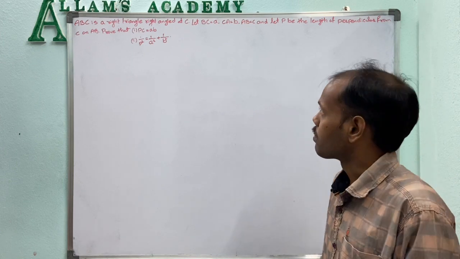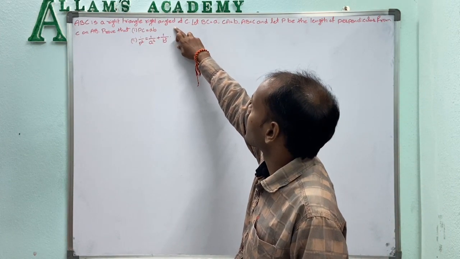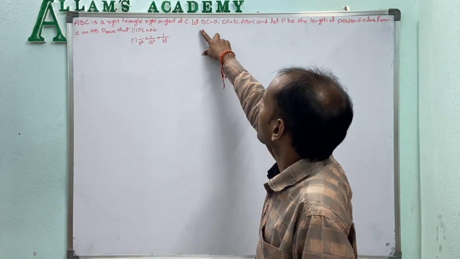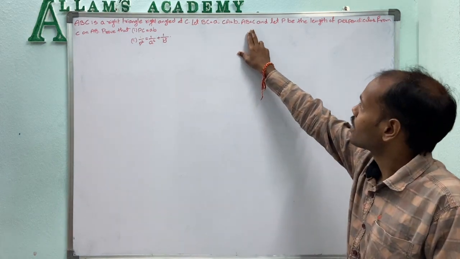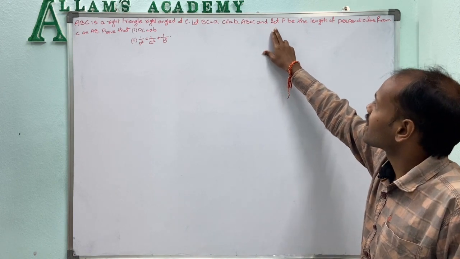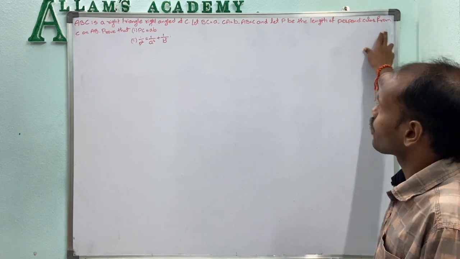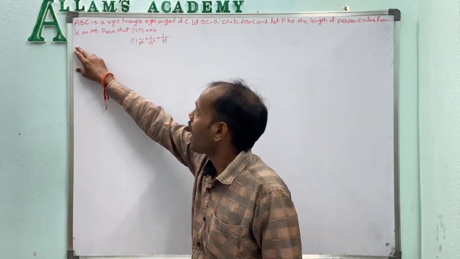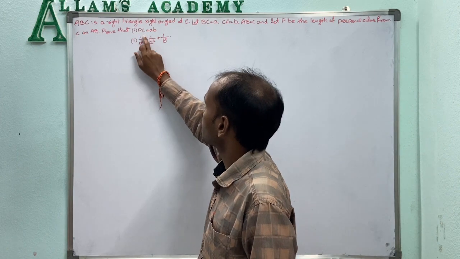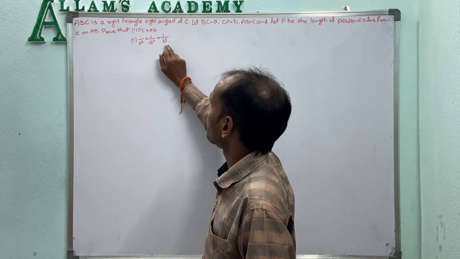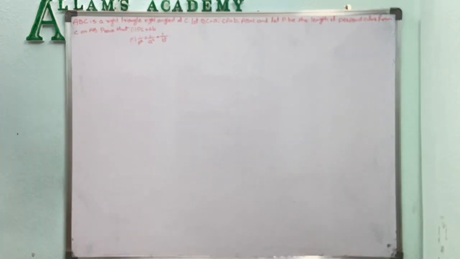The given problem: ABC is a right angled triangle at C. Let BC equal a, CA equal b, AB equal c, and let p be the length of the perpendicular from C on AB. Prove that 1 by p square equals 1 by a square plus 1 by b square. That is the question they asked.